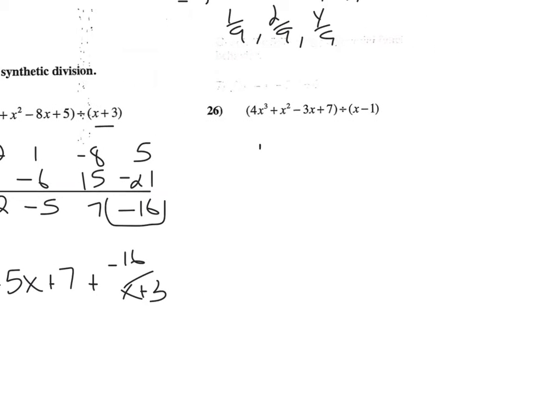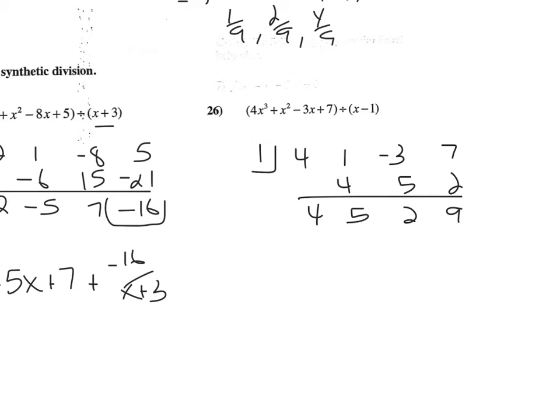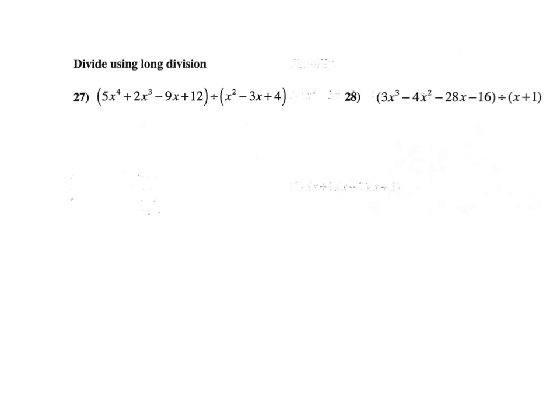26. Put a 1 in the box. Got 4, 1, negative 3, 7. Bring down the 4, multiply by 1. 1 times 4 is 4. Add, multiply, add, multiply, add. So I get 4x squared plus 5x plus 2. Don't forget the 9 is your remainder. And there you go. Long division, our favorite.